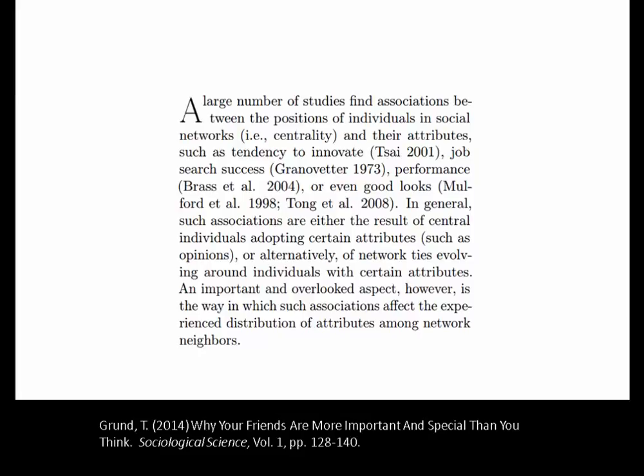Other people already showed that networks matter, that associations between positions of individuals and social networks matter. That's basically like, where are you within that network? Are you in the middle of it? Are you at the outside of it? People showed that the position of people in networks matters for certain kinds of outcomes. Granovetter showed that for finding a job. Brass et al. found that for performance in general. And Mulford et al. and Tong et al. showed that there's an association between the position people have in the network and their good looks. So I'm building on that work.